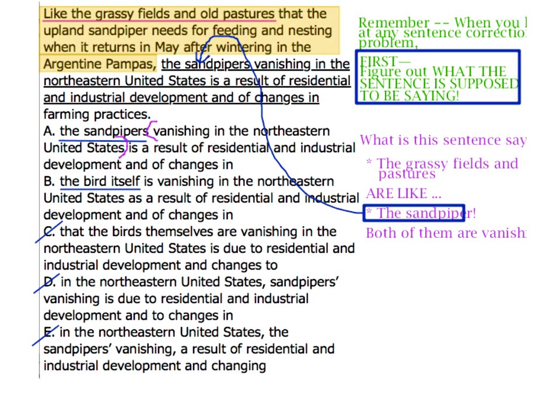So remember that you can look at the core of the sentence if you ignore that modifier. So what you're left with in A is the sandpipers is a result of. And that's not a thing. You can't do that. So that's actually wrong for 2 reasons. The first is that sandpipers doesn't agree with is. So it doesn't make sense in terms of grammar. But also it's not true anyway. Like the sandpipers themselves are not a result of development. I mean, it's the fact that they are disappearing that is a result of development. So wrong meaning and incorrect grammar in choice A.